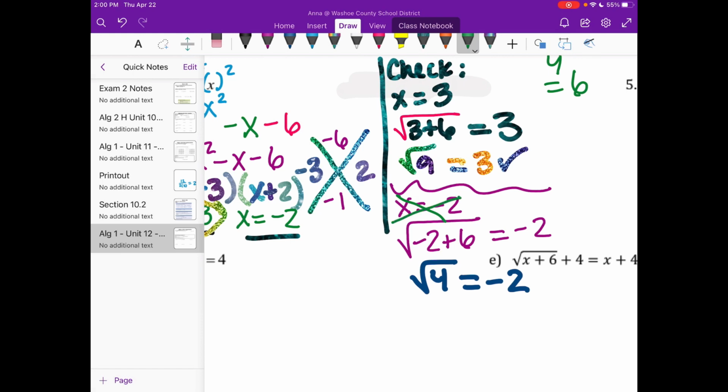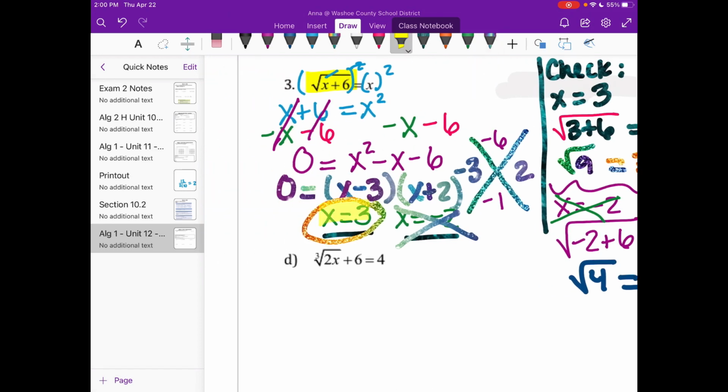That's what's called an extraneous solution, is when you get it, but really it does not work with your answer. So we're not going to include x equals negative 2. We are only going to include x equals 3 in our answer. That's how those extraneous ones work. Again, kind of weird, but we'll be okay.